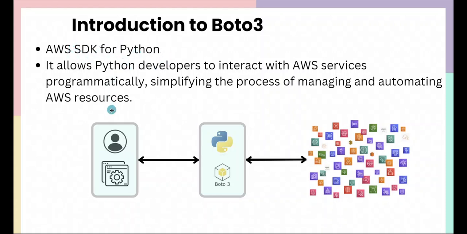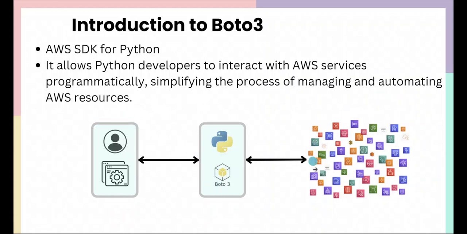Boto3 is an SDK that AWS gives us to interact with AWS and build applications on AWS using Python programming language. Okay, so they also have different SDK for Java as well, which is called AWS SDK for Java. But Boto3 is the SDK for Python. Okay, so it allows Python developers to interact with AWS services programmatically, simplifying the process of managing and automating AWS resources.